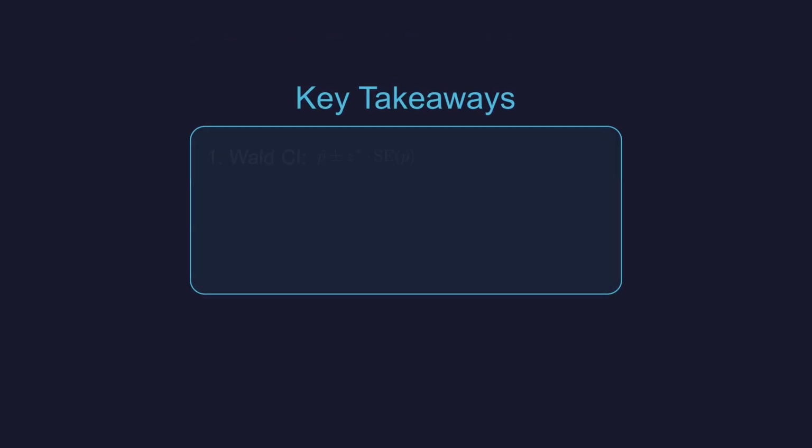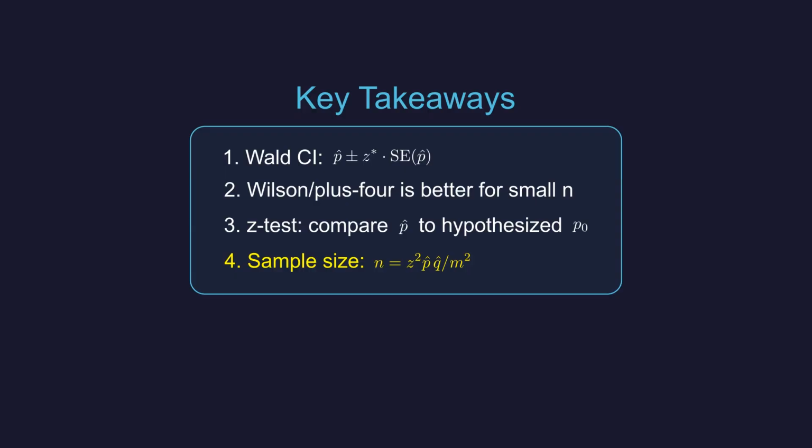To sum up, the Wald confidence interval for a proportion is p hat plus or minus z star times the standard error. For small samples, prefer the Wilson or +4 method. The z-test lets us compare a sample proportion to a hypothesized value, and we can determine the required sample size before data collection using the sample size formula.